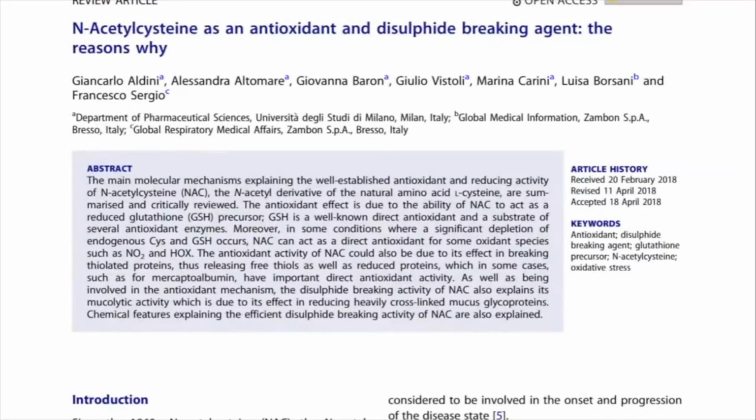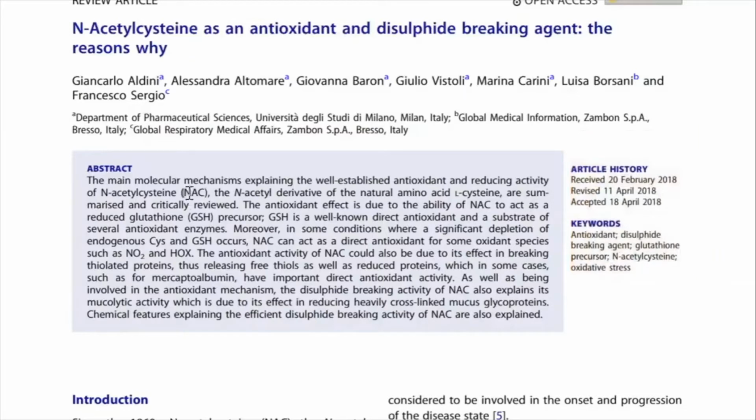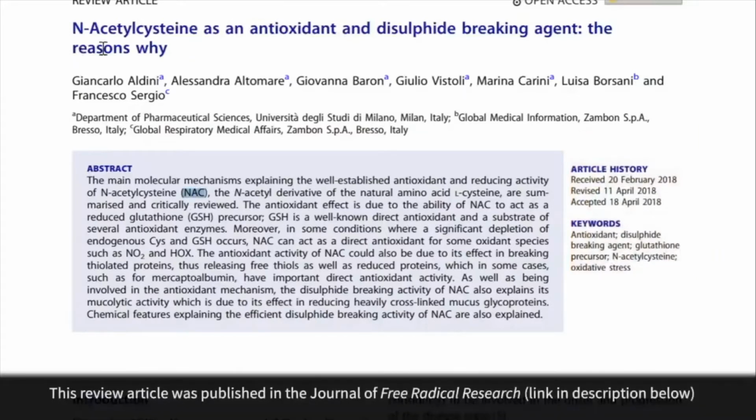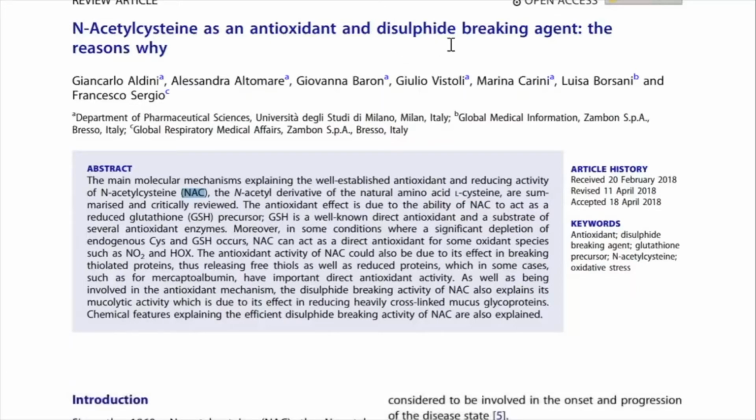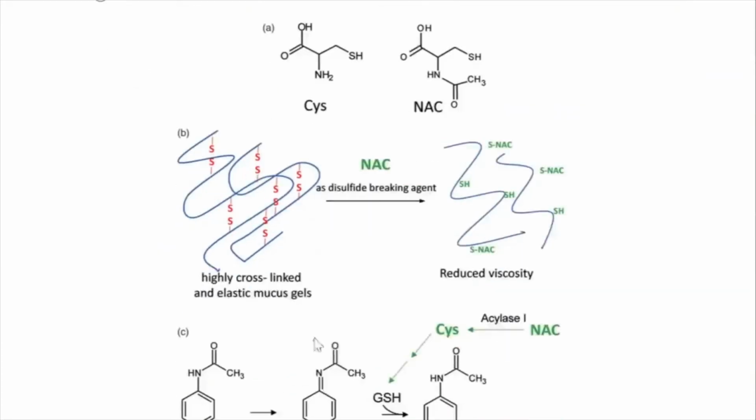And the answer is potentially yes. Enter N-acetylcysteine, otherwise known as NAC. As you can see, N-acetylcysteine is both an antioxidant and a disulfide breaking agent. And here's the reason why. You can see very clearly the fact that NAC has a sulfur bound to a hydrogen, meaning it's a reducing agent. And it looks very similar to cysteine, its amino acid, except it has an acetyl group bound to the nitrogen.